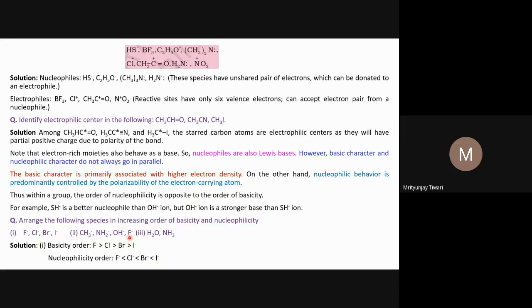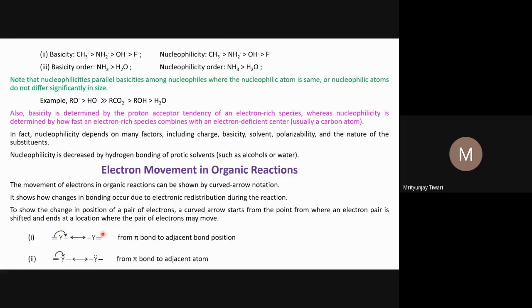Although the size decrease happens as we go from carbon to fluorine in a period, the decrease in size is not as high as the difference in size we see when we move down in a group. And so we see the basicity order also follows the same trend. So the order of basicity will also be the same: CH3 minus will be the strongest base, then NH2 minus, OH minus, then F minus.